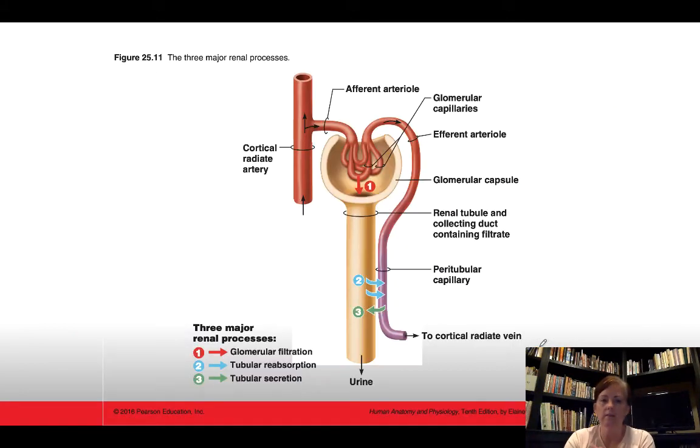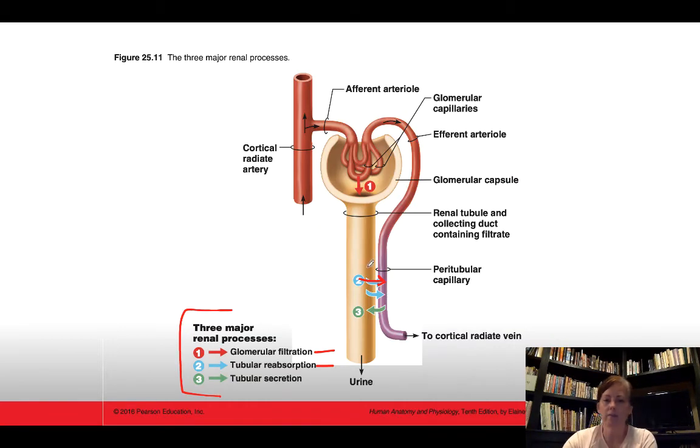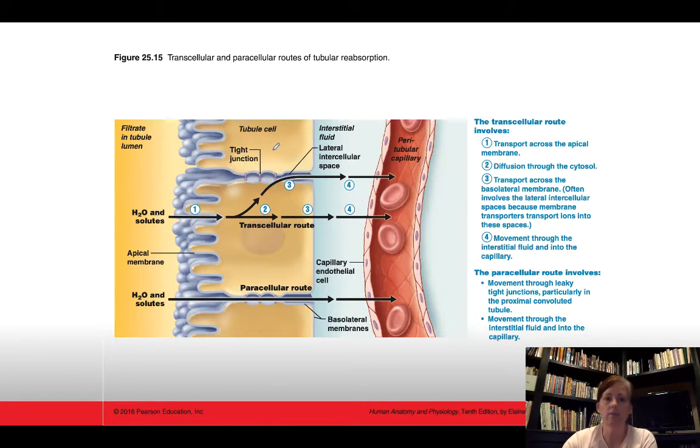So let's talk about this a little bit. This is your reminder: here are your three processes of urine formation. The first one is glomerular filtration, which we've talked about, and here we're on to tubular reabsorption. Just by way of reminder, we're going from the tubule into that peritubular capillary to hold on to the substances. This is what it looks like if we take this segment here and blow it up.